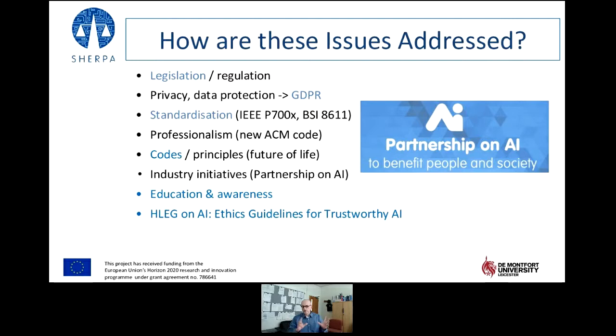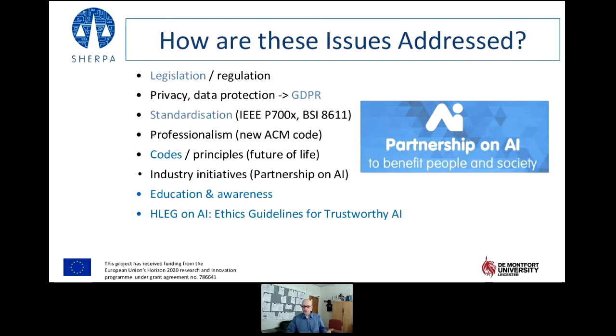So this is just a short list of issues, and there are many others that could be listed. A key question is, well, what's done about it? Who's doing what about it? And here are some of the suggestions currently discussed. One of them is around legislation and regulation.